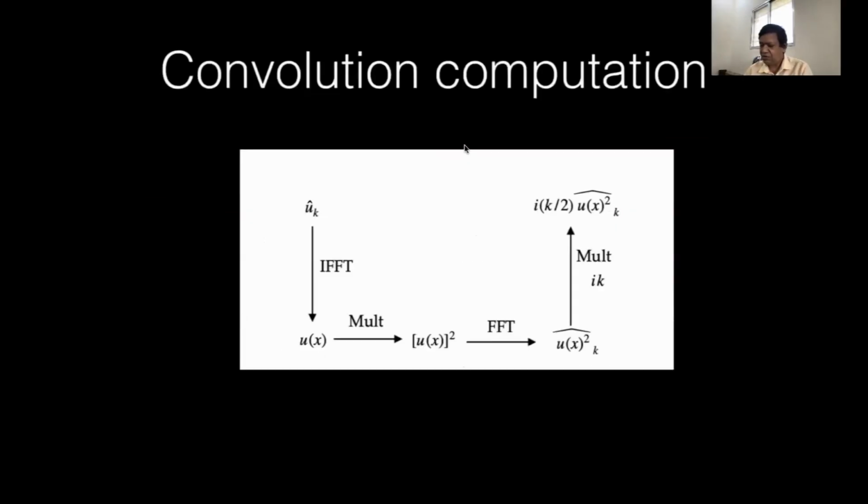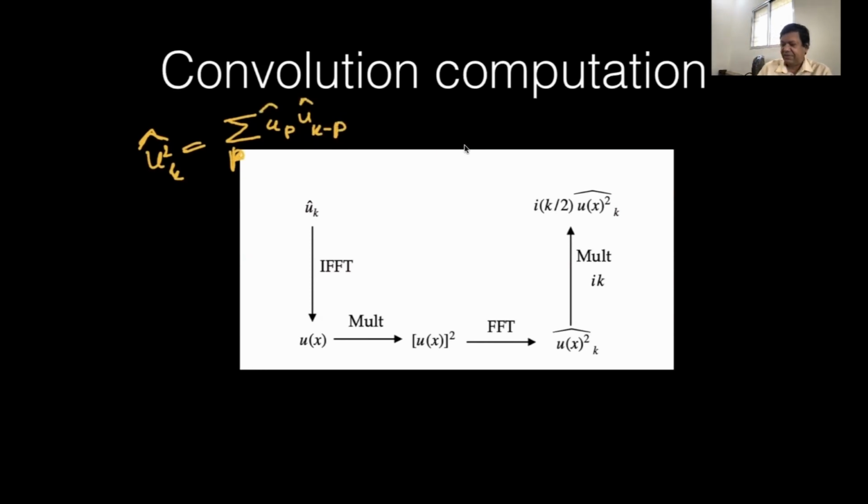Issue: how to compute this term, u_k squared, the nonlinear term. We discussed that in the past. This term, the Fourier transform of u squared, is a convolution: sum over p of u_p u_{k-p}.